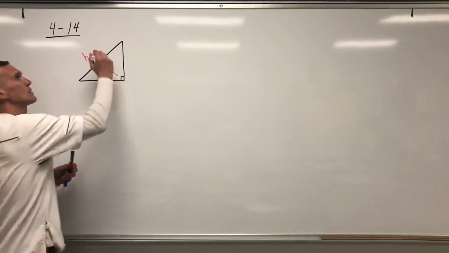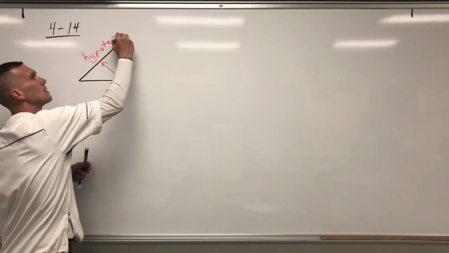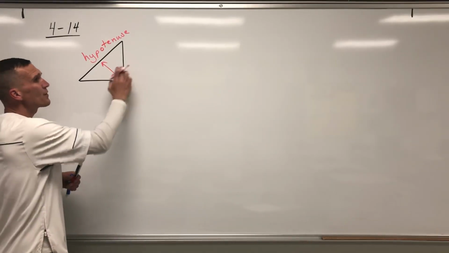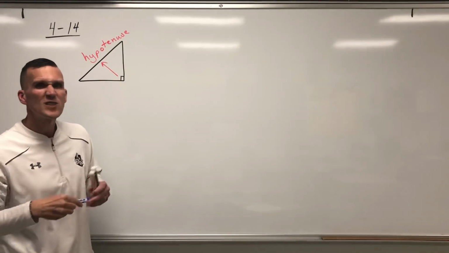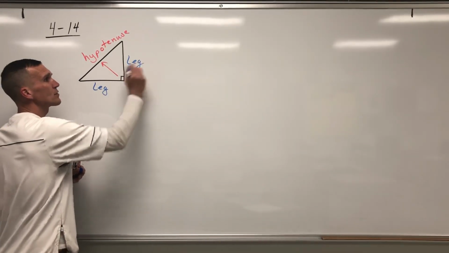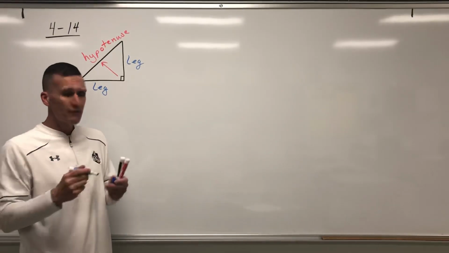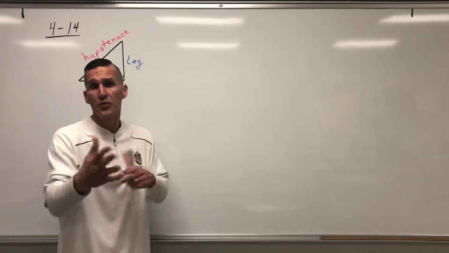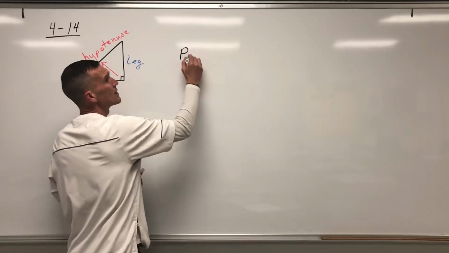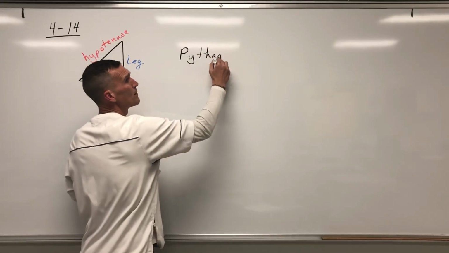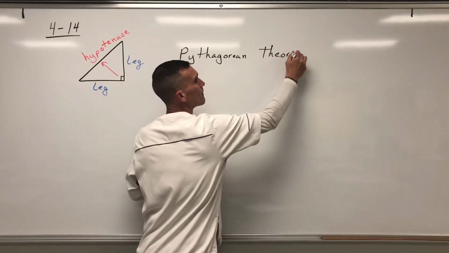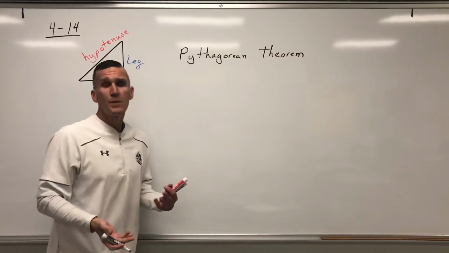To spell it out would be okay. Usually I just say HYP for short. But the other two sides don't have special names. They're just called legs of the right triangle. Whenever we have that information, so the three sides of a right triangle are labeled, then we need to know that the Pythagorean theorem would be used to set up an equation.